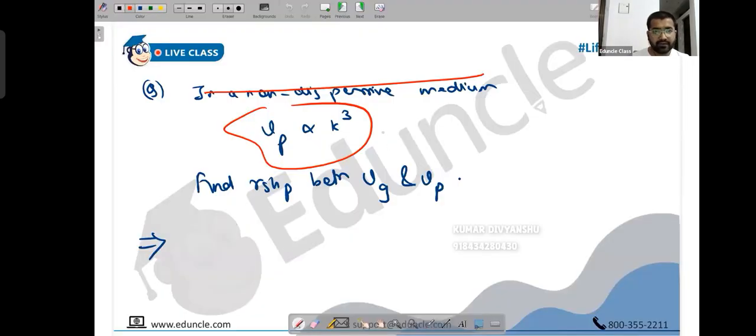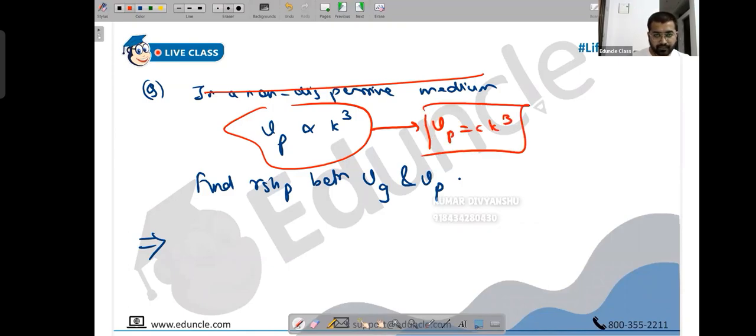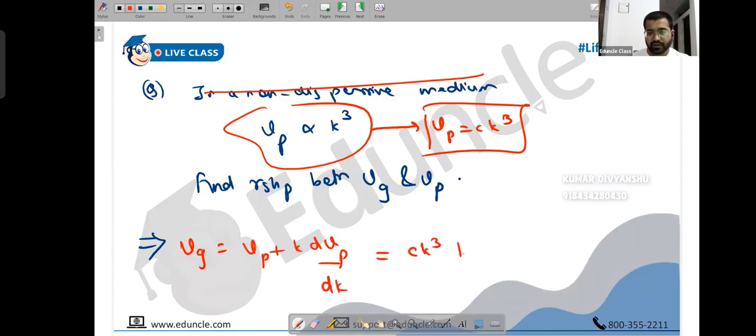So anyway, whatever I wrote before. Vp is c k cube, and we have got Vg. You can directly jump to the relationship if you have memorized it. What was the relationship? Vg is Vp plus k into dVp by dk. You can directly use this. So what is Vp? c k cube, plus k into d by dk of Vp.